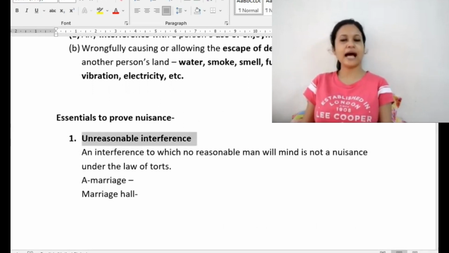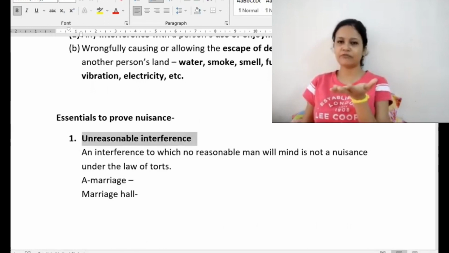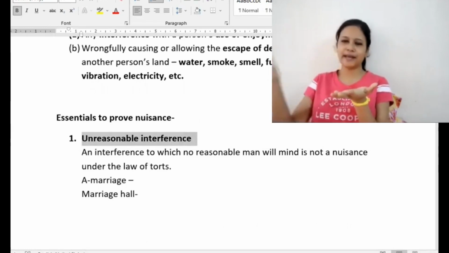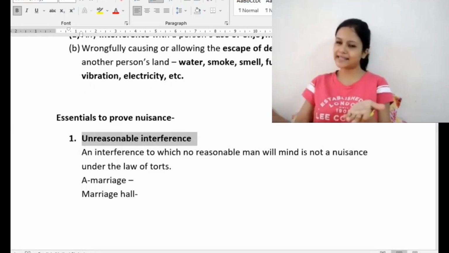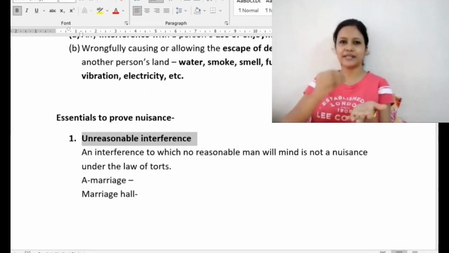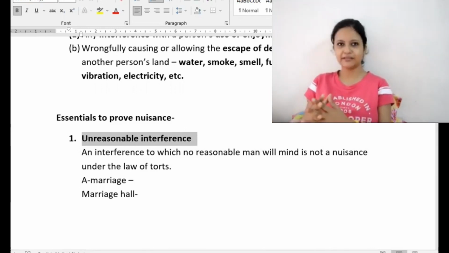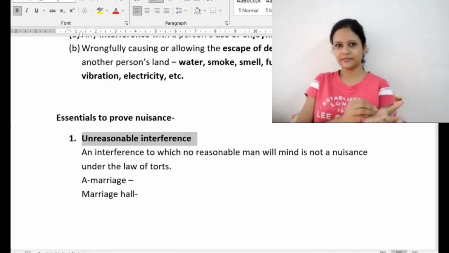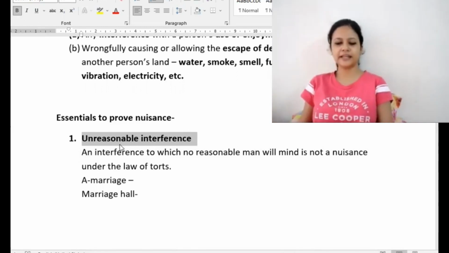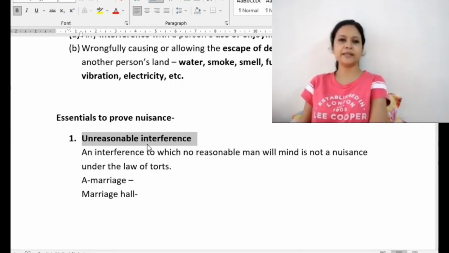First of all, unreasonable interference. Yes, I am owner of this plot of land. From my neighbor's premises, water or something is escaping. But then this escape has to be unreasonable. It has to be something which is not a lawful or a legal thing. It's not something that can be justified. It's a wrong. It should not have entered, but it entered. That is the first ingredient, that there should be unreasonable interference.